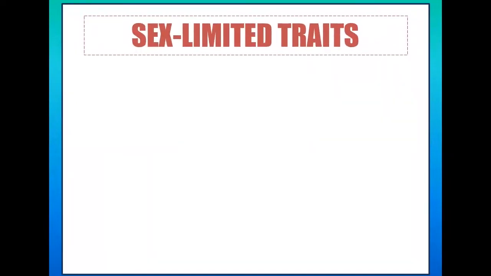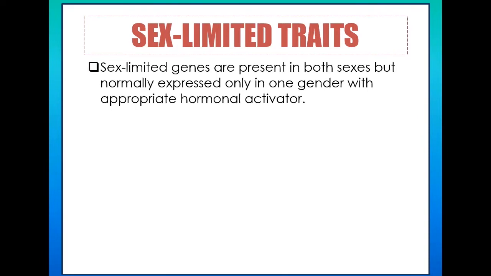Now let's have the sex-limited traits. From what you've heard earlier, genes for sex-limited traits are not found on the X and Y chromosomes. Therefore, sex-limited genes are present in both sexes but normally expressed only in one gender with an appropriate hormonal activator. This hormonal activator is the one that allows secondary sex characteristics to be expressed. That is why it is called sex-limited traits. It limits the trait only to a certain gender to be expressed.